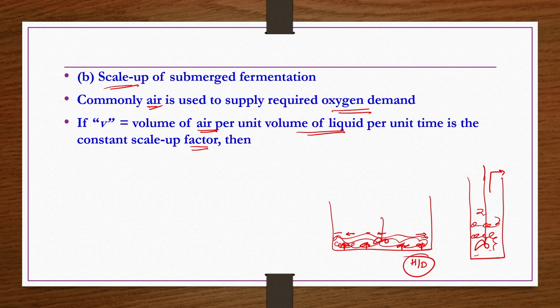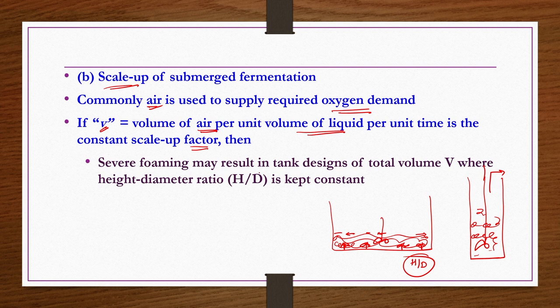Then whatever that constant comes, if you consider that as the scaling factor, what will happen? So let us take that constant as small v, which is nothing but volumetric flow rate of air that is being supplied to the fermenter, per unit volume of the liquid that is present in the fermenter. Then severe foaming may result in tank designs of total volume V, where height diameter ratio H by D is kept constant. Under such conditions, if you take this as the scaling parameter, you keep H by D ratio constant and then you keep changing different V, then what happens? Severe foaming may take place. That is not good, right? So what is a scaling factor?